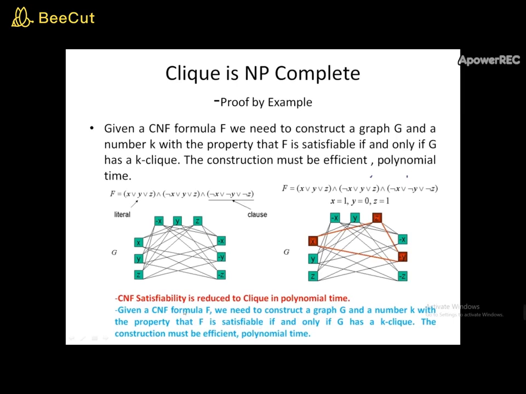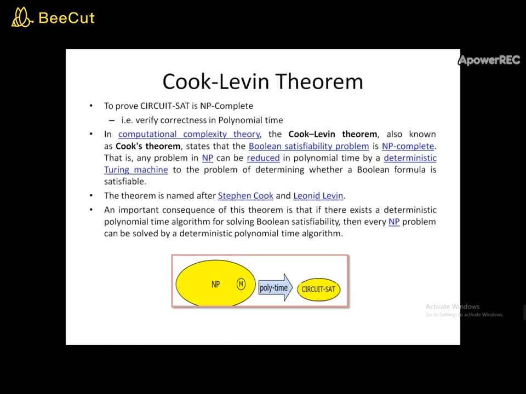So again I repeat, given a CNF formula f, we need to construct a graph G and a number k with the property that f is satisfiable, which means f should give you an output of 1 for some input, if and only if G has a k clique. If G doesn't have a k clique, this problem itself is not satisfiable. So the construction must be efficient, in polynomial time. That is what is called CNF satisfiability reduction. So where do you reduce to? You are reducing it to a clique problem.